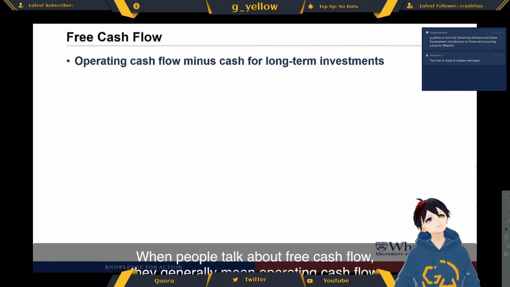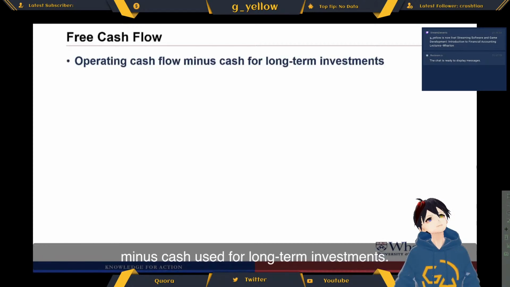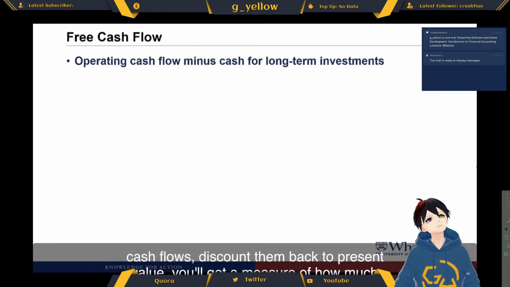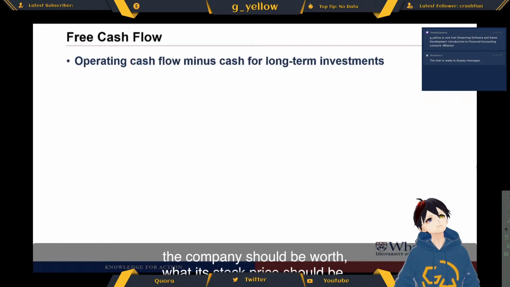When people talk about free cash flow, they generally mean operating cash flow minus cash used for long-term investments. There's valuation models out there that show if you forecast out a company's free cash flows, discount them back to present value, you'll get a measure of how much the company should be worth, what its stock price should be.